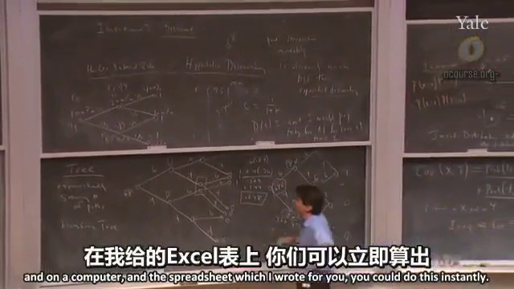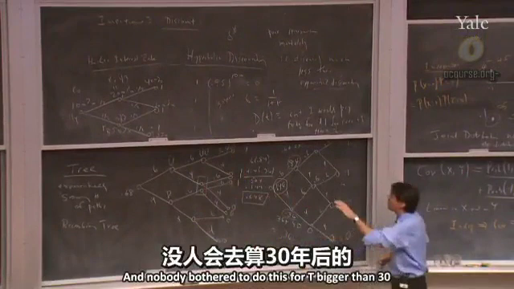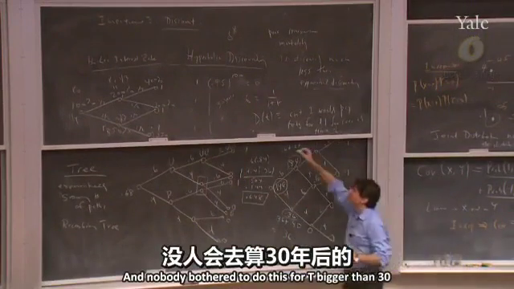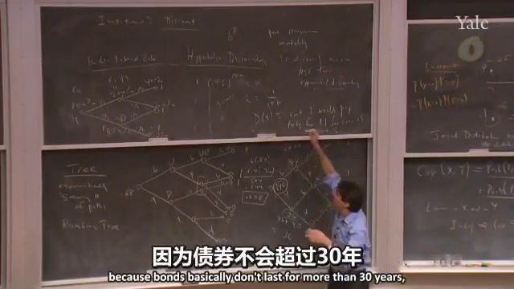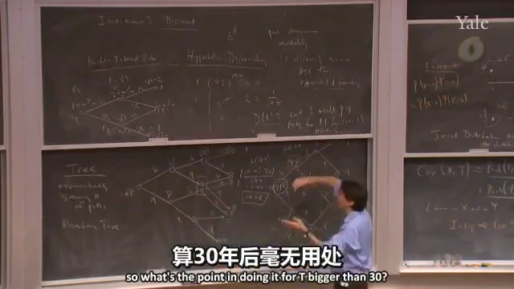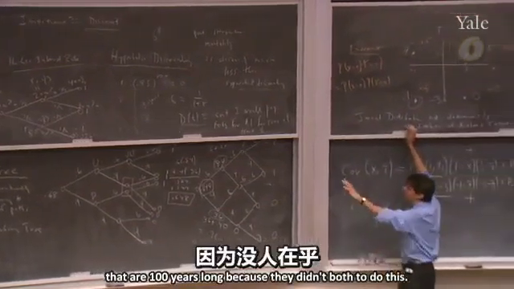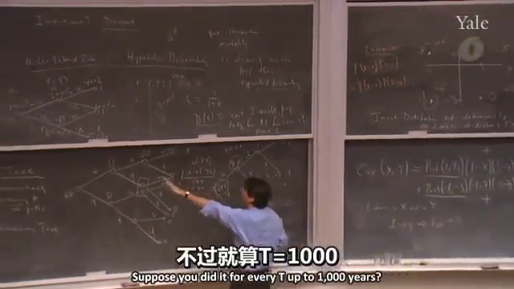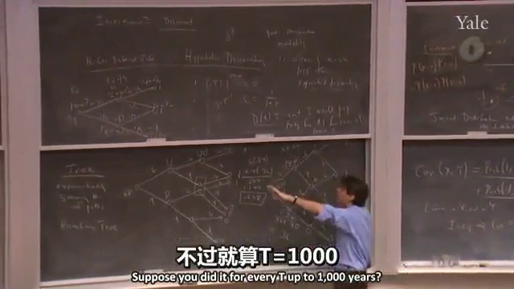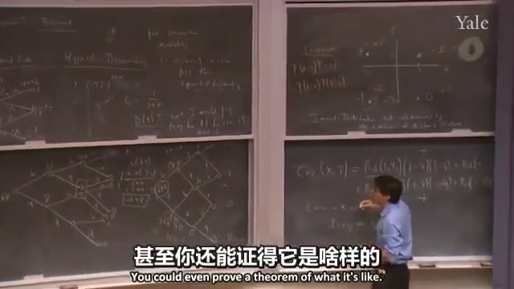In a computer, in the spreadsheet, which I wrote for you, you could do this instantly. Okay, and nobody bothered to do this for t bigger than 30, because bonds basically don't last for more than 30 years. So what's the point in doing it for t bigger than 30? 100 years, there are virtually no financial instruments that are 100 years long, so they didn't bother to do this. Suppose you did it for every t, up to 1,000 years. Well, you could do it on a computer very easily. You could even prove a theorem of what it's like.